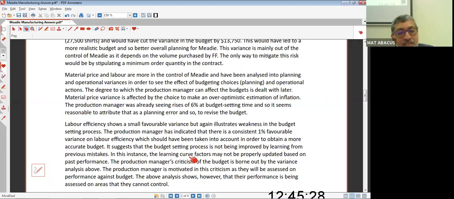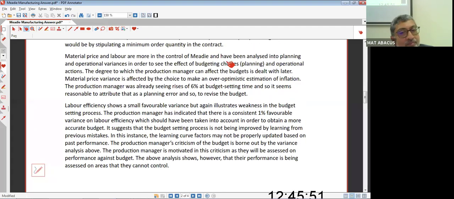In this instance, the learning curve factors may not be properly updated based on past performance. The production manager's criticism of the budget is borne out by the variance analysis above. The production manager is motivated in this criticism as they will be assessed on performance against budget. The above analysis shows, however, that their performance is being assessed on areas that they cannot control. That's it. You don't have to say more. Yeah?